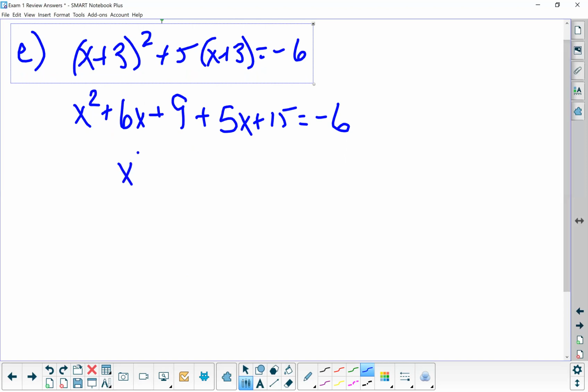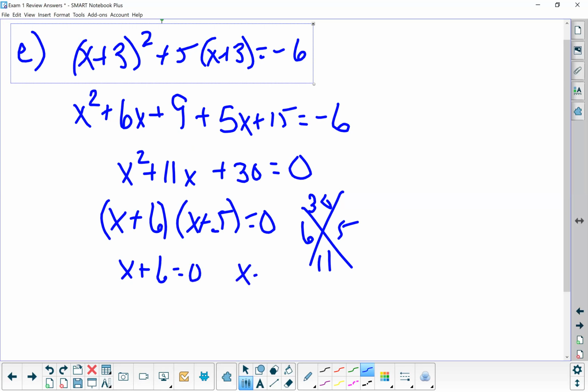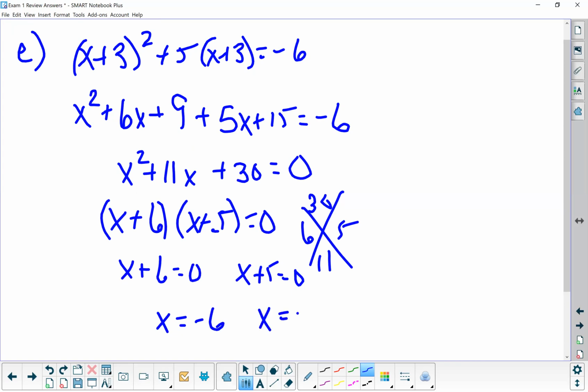So we'd have x squared plus 11x plus 30 equals 0. Two numbers that multiply to 30 and add to 11 would be 6 and 5. And you'll see we're right back to where we were at the end, doing it with the substitution method. Set each factor equal to 0. And we get our two solutions.